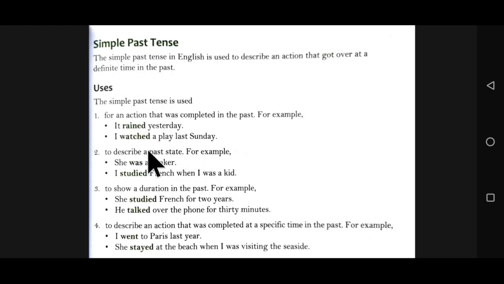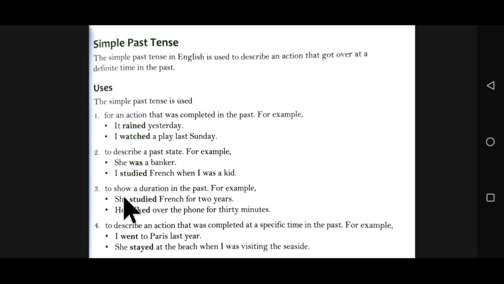Now the other place where simple past tense is used is to describe a past state. For example, she was a banker. So what is the past state of this she? That she was a banker. So in such cases, we also use simple past tense.